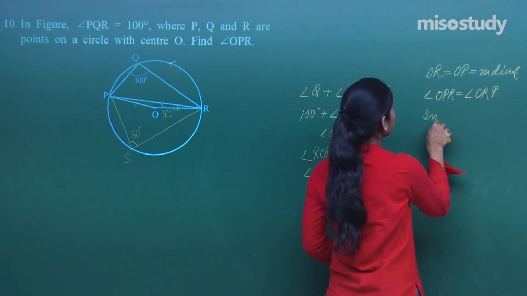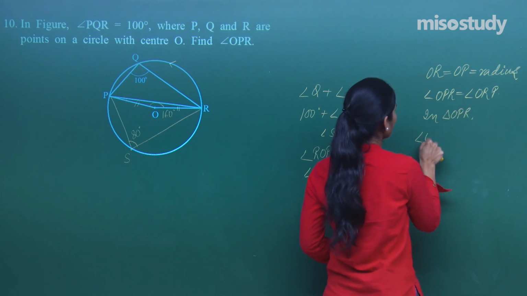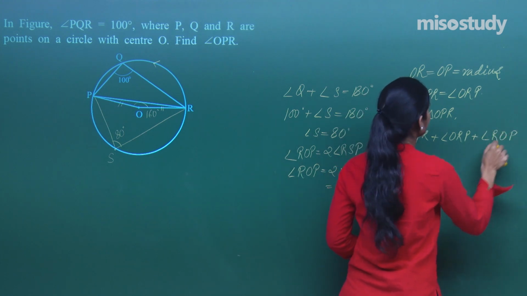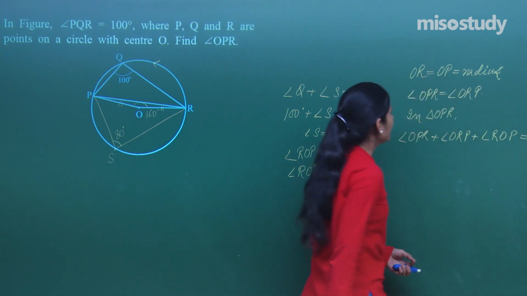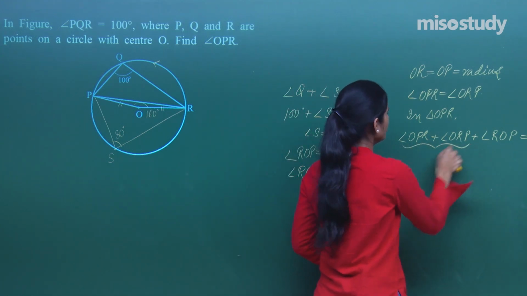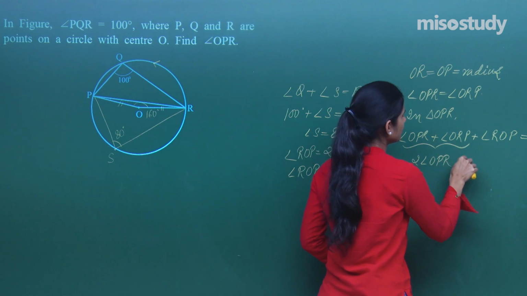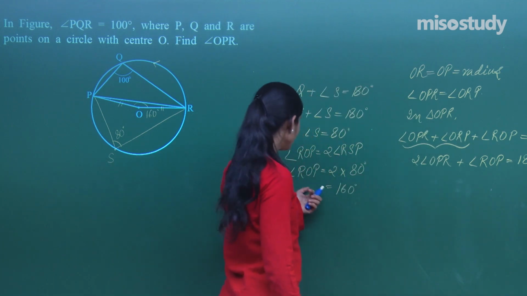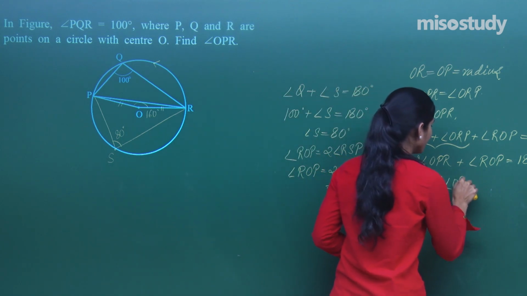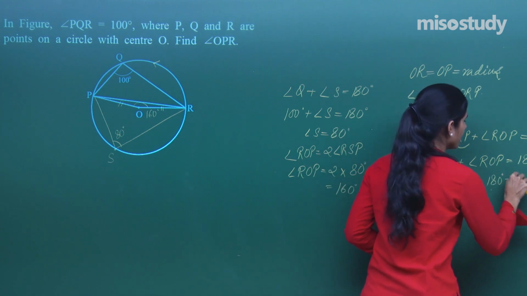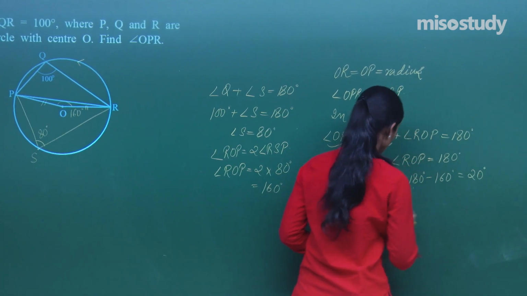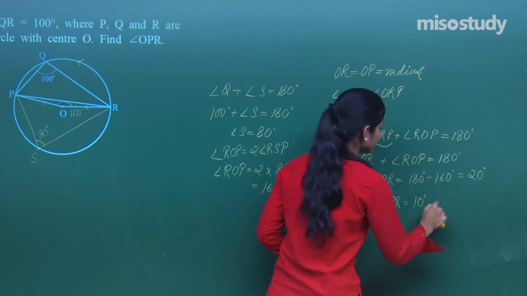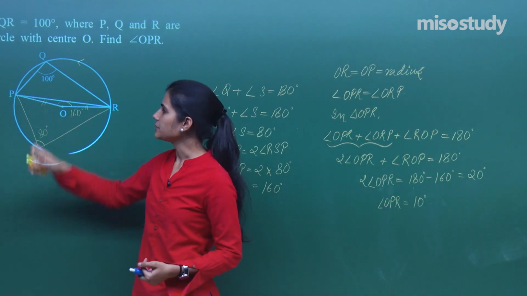Now in triangle OPR, by angle sum property, I know angle OPR plus angle ORP plus angle ROP is 180. But angle OPR is same as angle ORP. So I will write this as twice of angle OPR plus angle ROP is 180. Angle ROP is 160. So twice of angle OPR is 180 minus 160, which is 20. So angle OPR is 20 upon 2, which is 10. So angle OPR, this small angle, has measure 10.